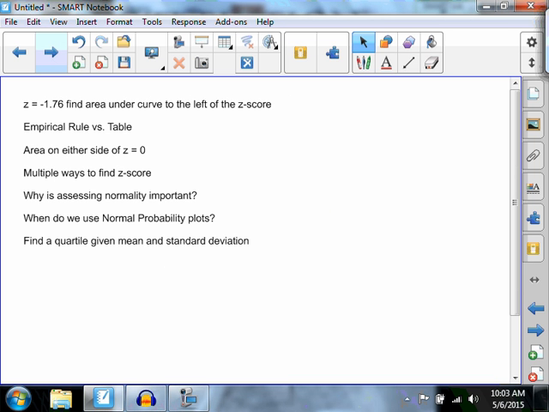Suppose the z-score is negative 1.76. Let's find the area to the left of the curve. Well, I would need my table for that. So if I look up in my table, negative 1.76, I get 0.03920. And that's right in the table there. Okay?